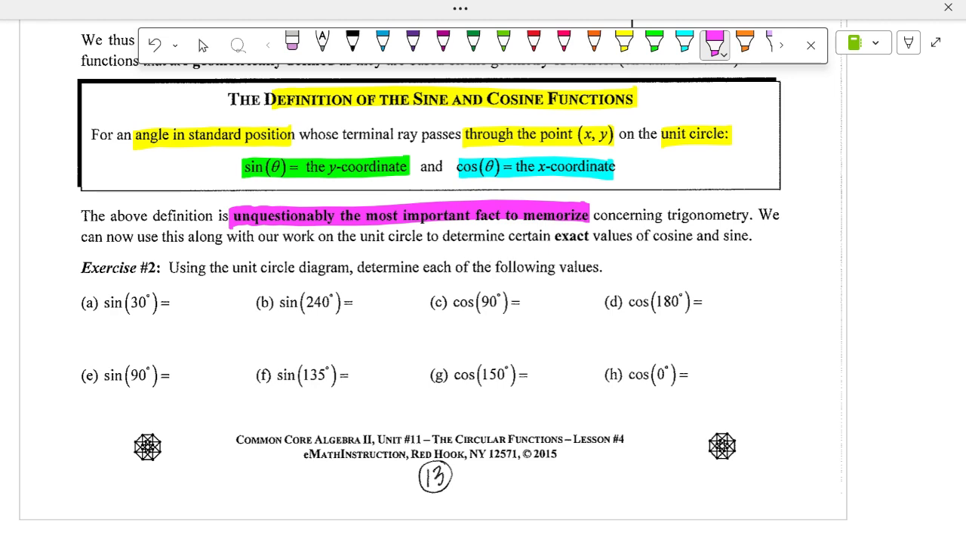So what is the sine of 30? What you do is on your unit circle, you're going to go to where 30 is, and you're going to look at the point. What value of the point does sine come from? The y value. So what's the y value? 1/2. So the sine of 30 is 1/2.